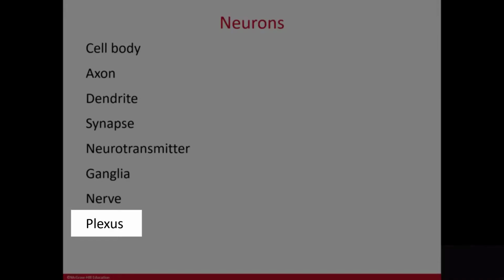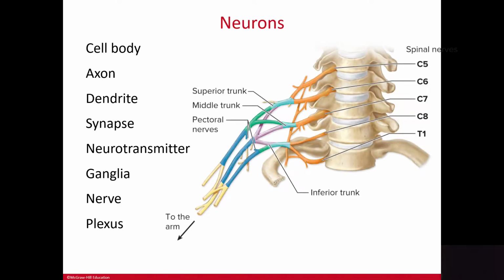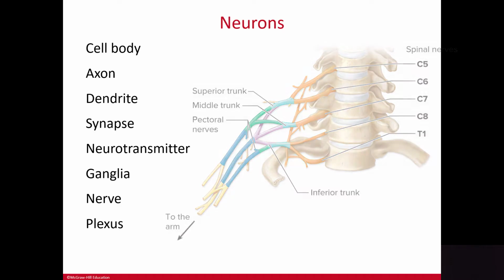And the term plexus refers to a network or web of nerves that are joined together. And we find these in various places around the body. The cervical plexus is in the neck, the brachial plexus is in the arms, and the lumbosacral plexus is in the pelvis and supplies the legs.